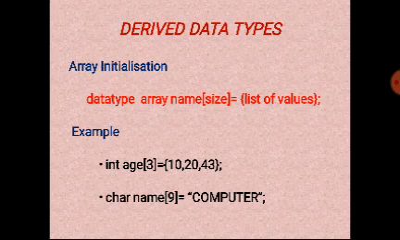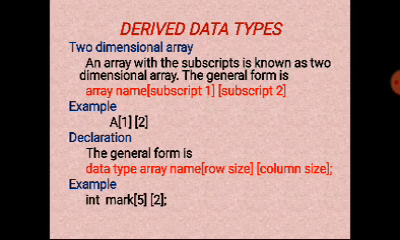Then how to initialize the array: data type, array name, size, equal to a list of values. For example, integer age of 3 equals 10, 20, 43. The first age is 10, then the next one 20, the next one 43. Like that, character name of 9 equals computer. Within 9 characters it should be used.